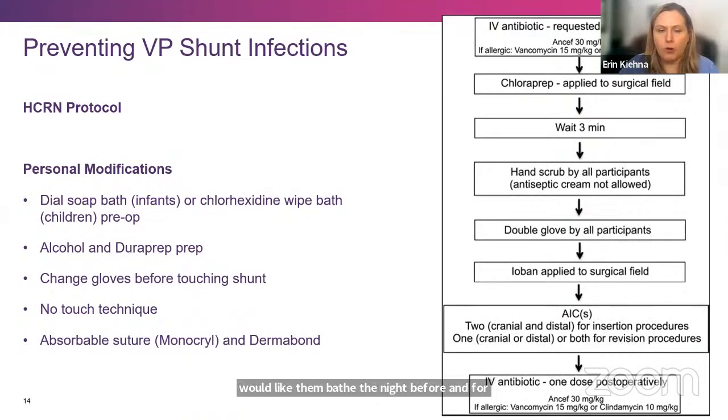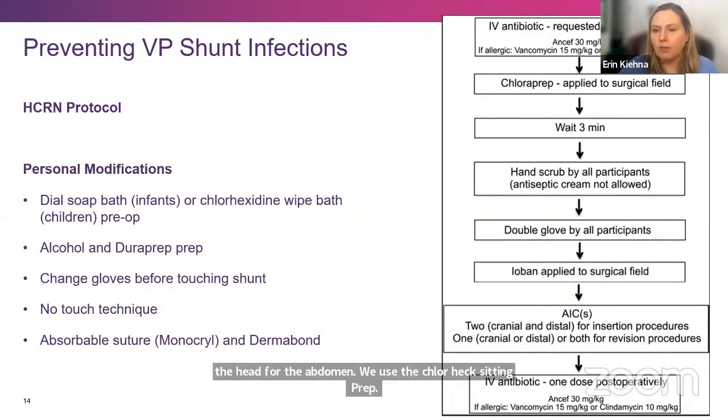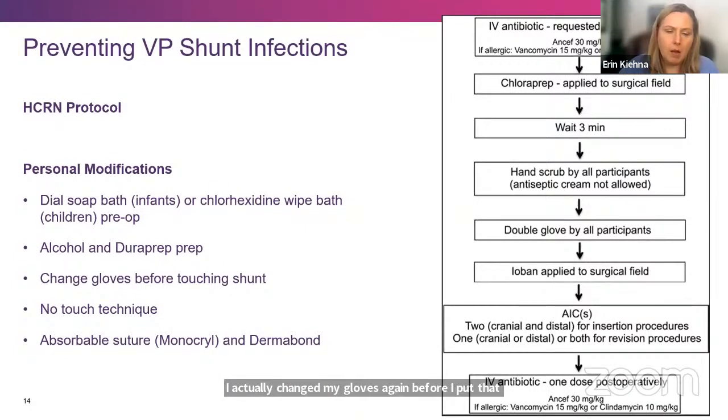For our older infants and children, they do a chlorhexidine wipe down of my shunt tract or operative site. I do alcohol followed by DuraPrep on the head. For the abdomen, we use the chlorhexidine prep. I actually change my gloves again before I put that ventricular catheter in. We try to use a no-touch technique whenever possible. And I use absorbable suture on the skin, Monocryl, and I actually seal it with Dermabond. I feel that that helps prevent children and toddlers who want to scratch at or explore their incision from actually trying to break down my skin barrier at all.